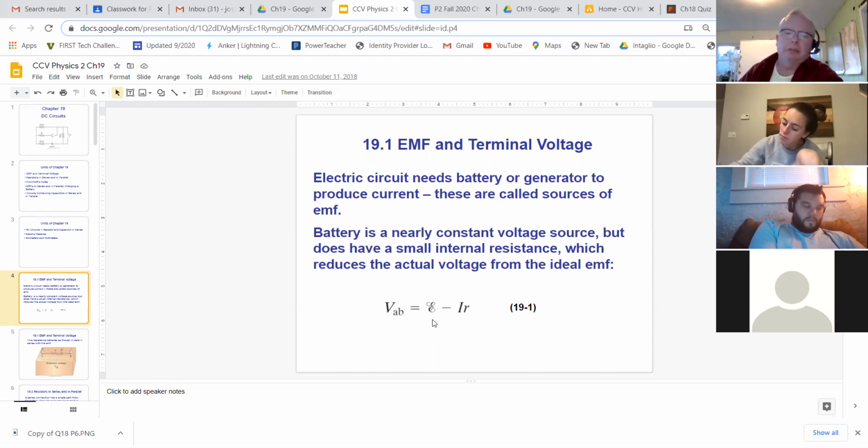So for carbon zinc, that's 1.5 volts. For lithium ion, it's about 3.7. For lead acid, it's 2 volts. So it really depends on the chemistry. And then I for current, we're used to that. And then a little r, which is going to stand for internal resistance.